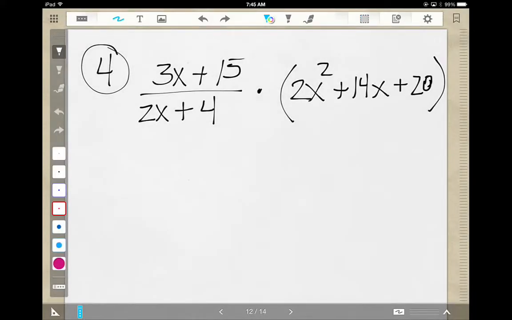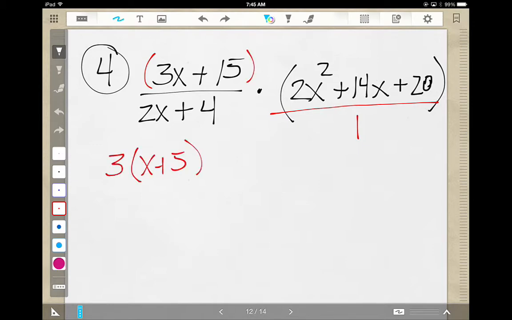So we're going to do the exact same thing with our factors here. We're going to think of 2x squared plus 14x plus 20 as over 1 and continue like normal. I'm going to factor everything. This 3x plus 15 has a common factor of 3 being multiplied by x plus 5. In the denominator, this 2x plus 4 has a common factor of 2 being multiplied by x plus 2.